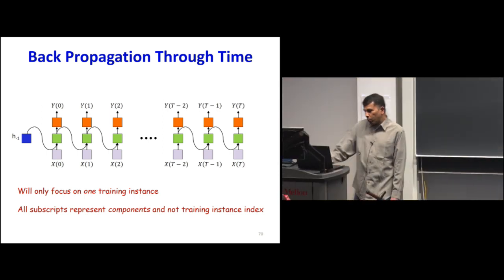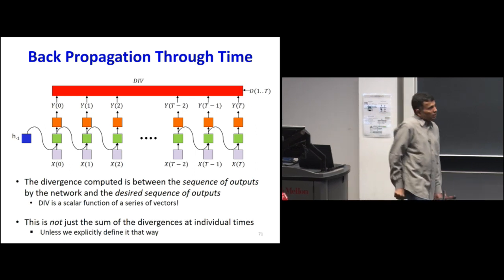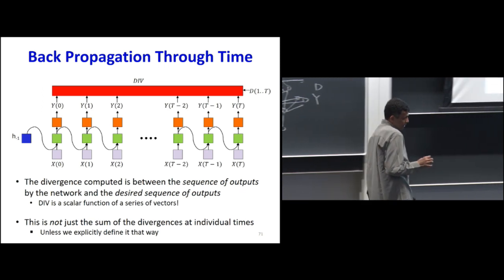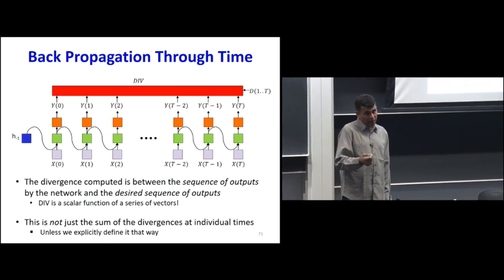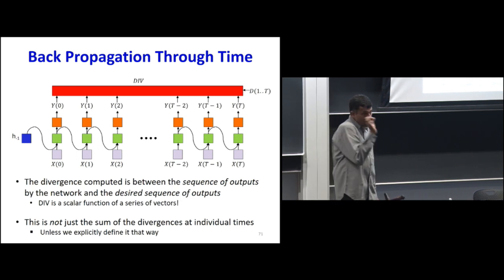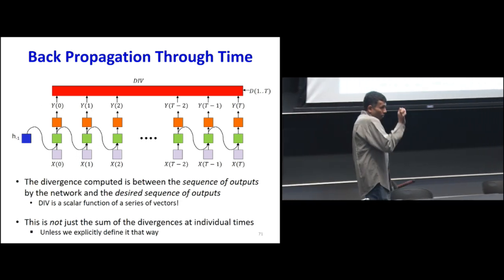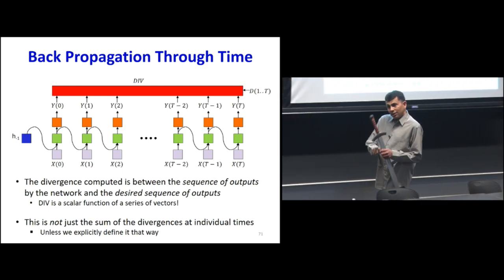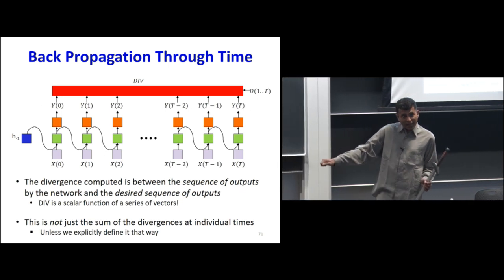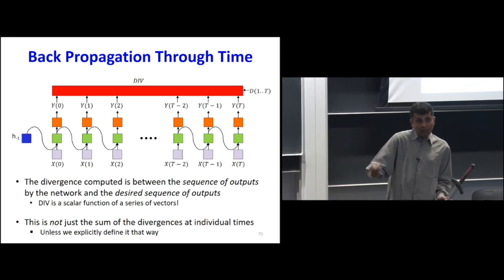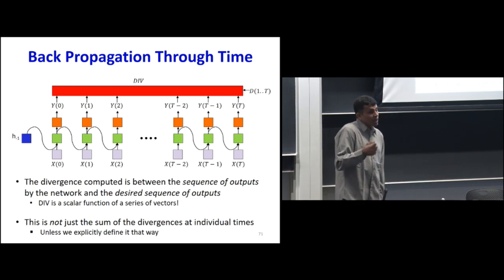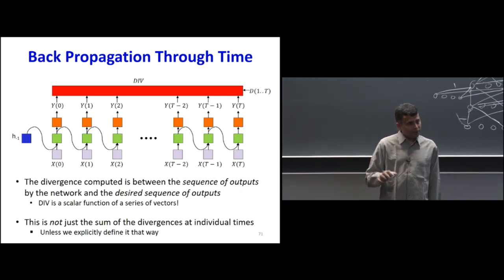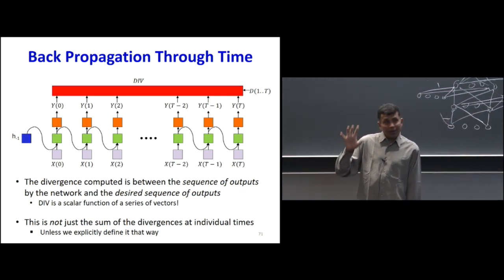Now, what is the error we would compute? The error we would compute is the error between the sequence of outputs produced by the network and the sequence of outputs desired from the network. So this is not just the sum of the divergences at each prediction. It is an error that's defined between one entire sequence and another entire sequence. It's a function of two sequences. It's not the sum of the functions of n independent errors. Do you see the distinction, right? So this is very important to remember.